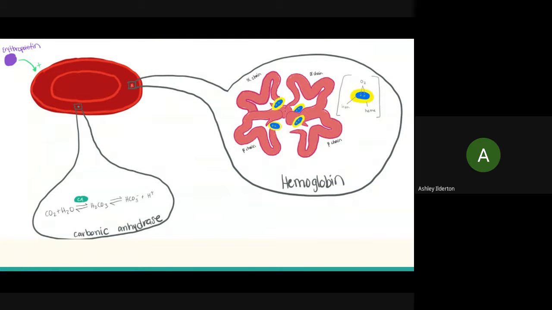And this is an image that summarizes everything we've talked about in this section for red blood cells, with the hemoglobin, the carbonic anhydrase, and the regulation by erythropoietin. So this is it for the section on red blood cells. The next video we'll talk about white blood cells.